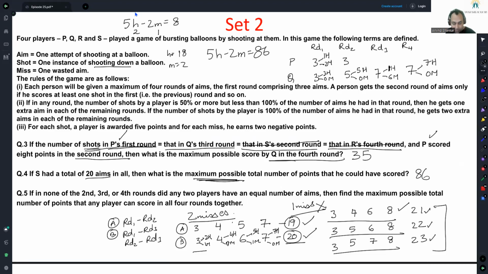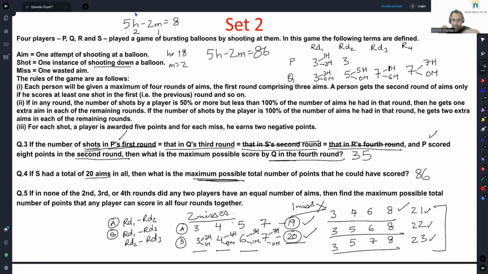3 shots, he misses 1 here. 4 shots, he hits all on the target. 6 shots, I keep on saying shots. 3 aims, he misses 1. 4 aims, he misses none. 6 aims, he misses 1. 7 aims, he misses none. 20 aims available and maximum possible points available.